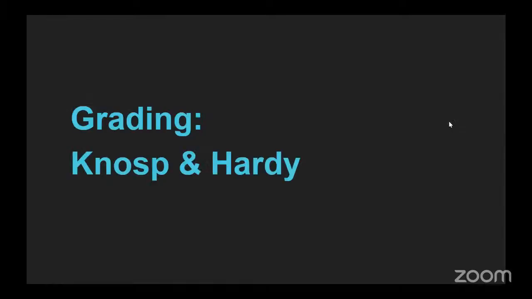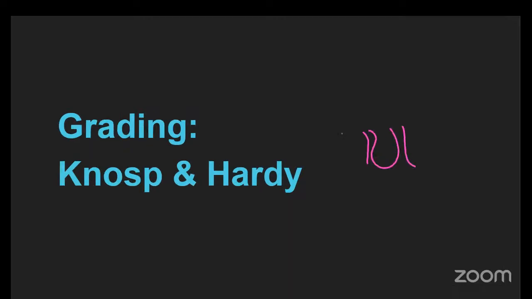We hop on to the grading first, Knosp grading and Hardy grading. Why? Because they tell us how much the pituitary tumors have invaded the surrounding structures. How much is the invasion? How much is the involvement of all the surrounding structures? So let me draw here. We have pituitary in the center. We have the cavernous sinuses here.